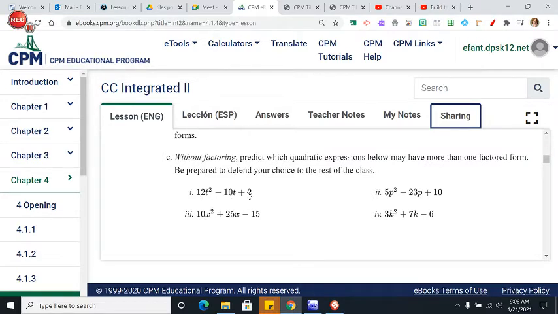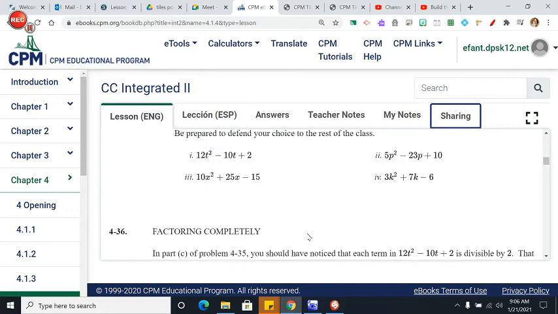So you're looking at 12, 10, and 2. Is there a common factor? If there is, then put number 1. 5, 23, and 10. Is there a common factor? If there is, put number 2. 10, 25, 15. Is there a number that goes into 10, 25, and 15? 3, 7, 6. Is there a common factor for those three numbers? So that's all we did for the check-in. And by the way, there's more than one answer. So which of these has a common factor?